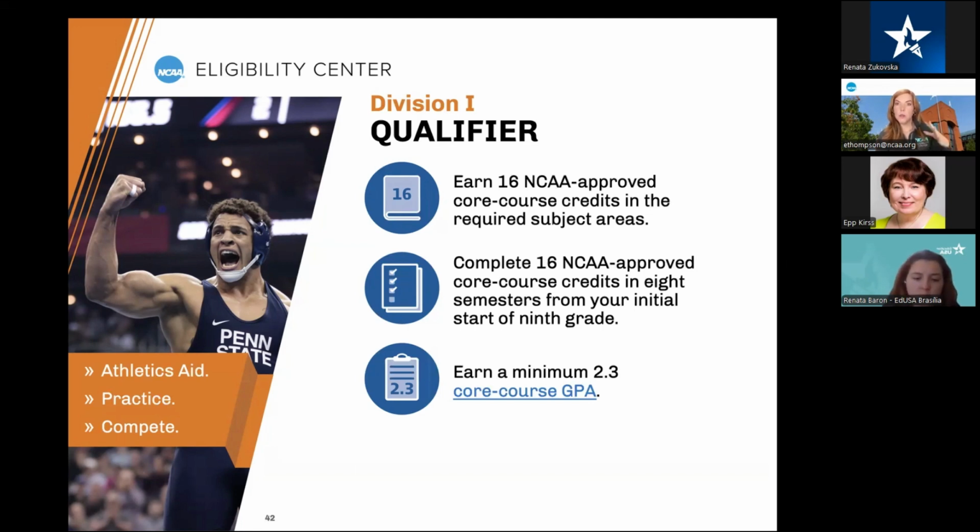So in order to be a full qualifier for Division One, you have to earn those 16 core course credits, which I'll show you the breakdown of in just a moment. And they must be done within your timeline for graduation. So year 9 through the expected timeline for graduation, which is your country's resource. And then you must graduate secondary school and earn a minimum of a 2.3 core course GPA.